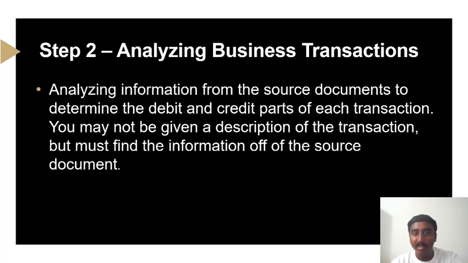Step 2 is analyzing business transactions. This means analyzing information from the source documents to determine the debit or credit parts of each transaction. You may not be given a description of the transaction but must find the information from the source documents.